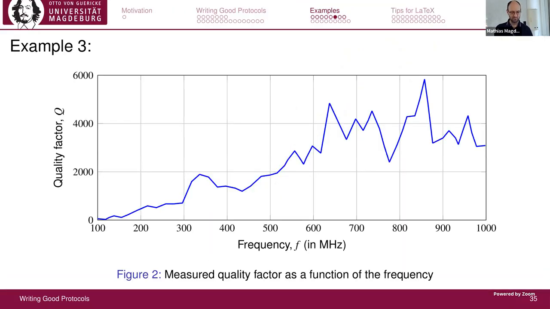Same figure, in an improved format. Now we have the quality factor Q, and we have frequency f in megahertz. The quality factor is unitless. There is no unit there. It's dimensionless. Same figure caption: measured quality factor as a function of frequency.